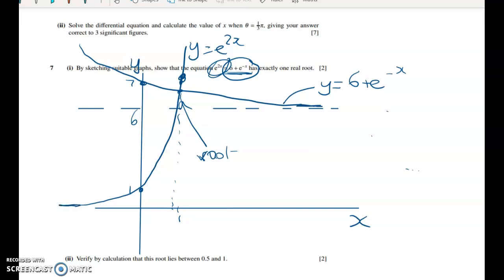That'll do. Right, so then we can say, we have to show that it has exactly one root, and we can say that it's due to the shape of the two graphs. We've got one decreasing and one increasing. The root shown is the only root.